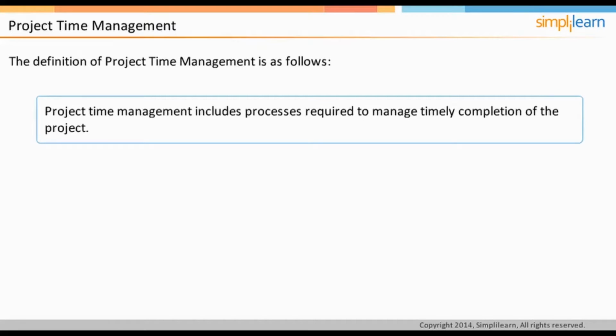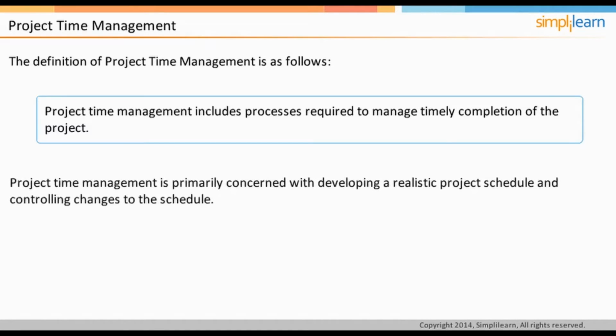The purpose of project time management is to ensure that the projects get completed on time. This knowledge area is primarily concerned with developing a project schedule and ensuring that the project goes as per the agreed schedule. If there is a need to change the project schedule, the change should happen by following a proper change control procedure.